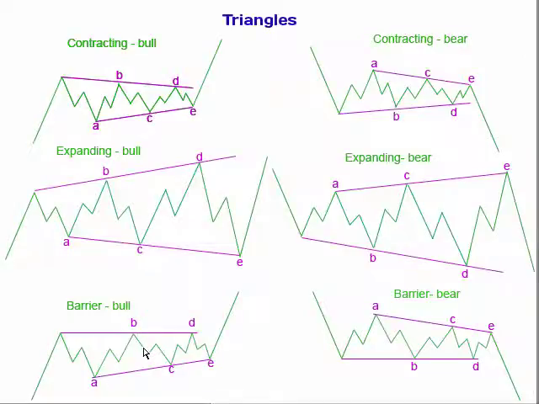For a barrier triangle, the C wave can't move beyond the end of the A wave, but the D wave can move ever so slightly beyond the end of the B wave. The rule for the D wave of a barrier triangle is it should end at about the same point as the B wave, so that the BD trend line is essentially flat. And then the E wave cannot move even a fraction of a point or cent beyond the end of the C wave.